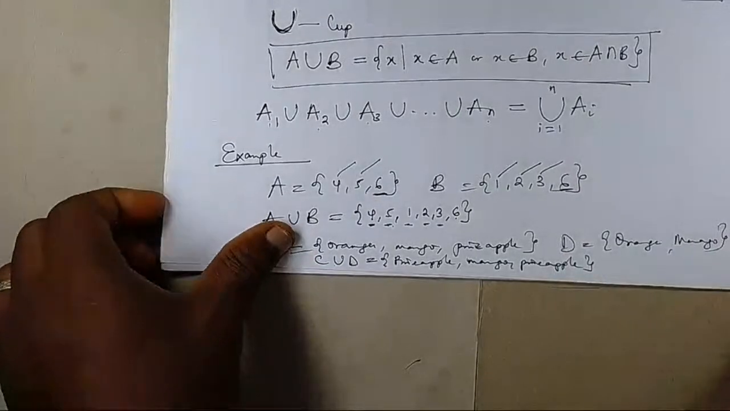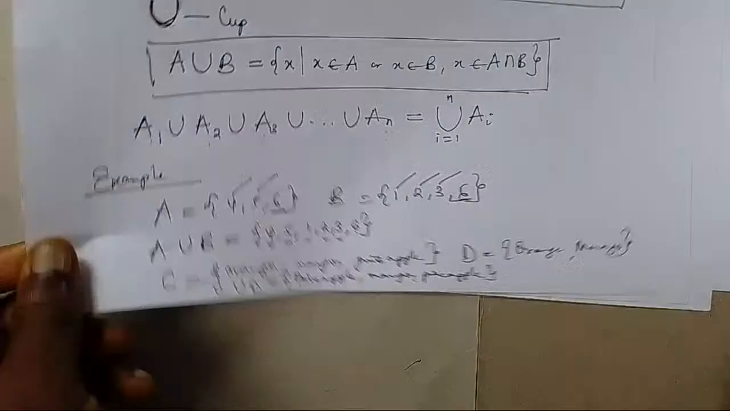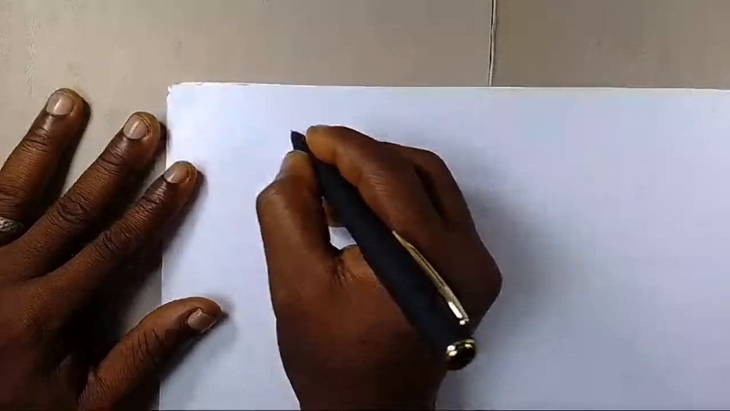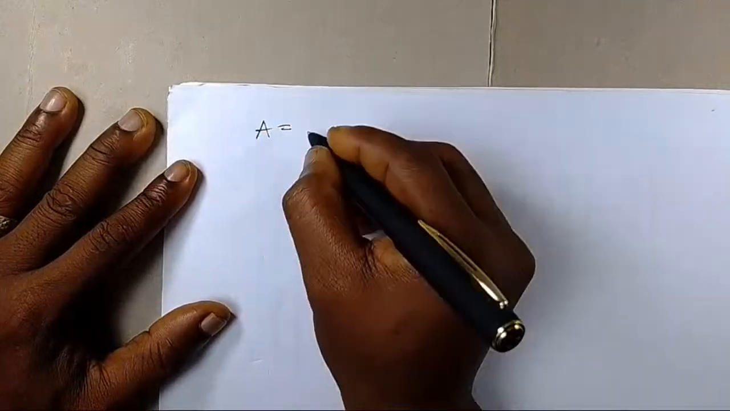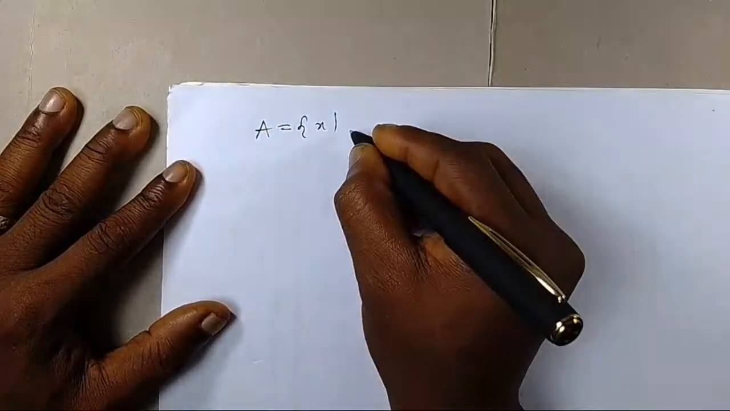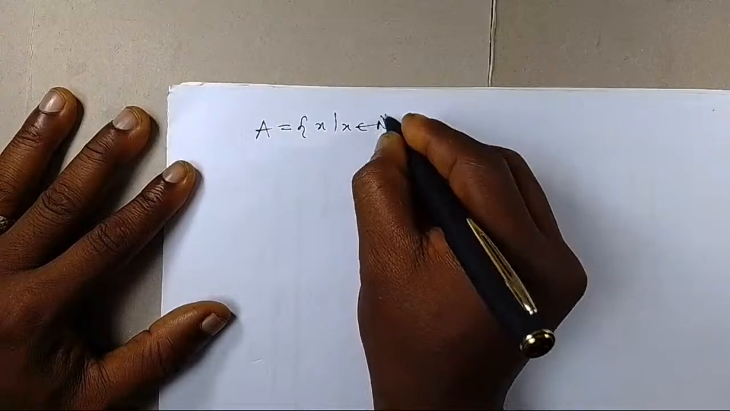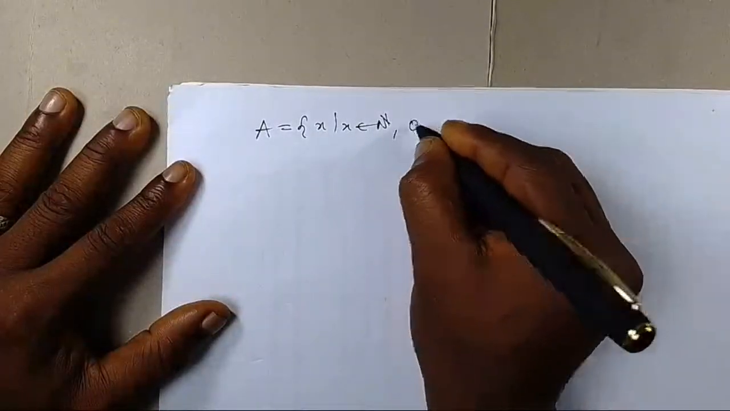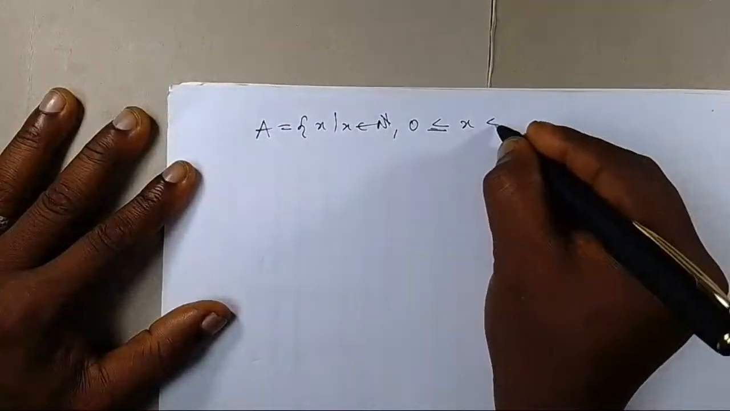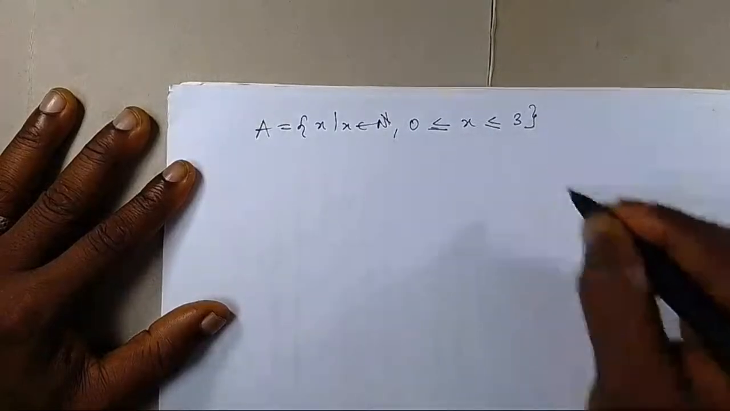So let's now take a set theoretic problem. Let's bring back that problem we had, but in a more refined form, the one I gave earlier on. So let's assume that you were given this in your exam or in your test to find. You were told A is the set of all elements x such that x is a natural number and x lies between 0 and 3.